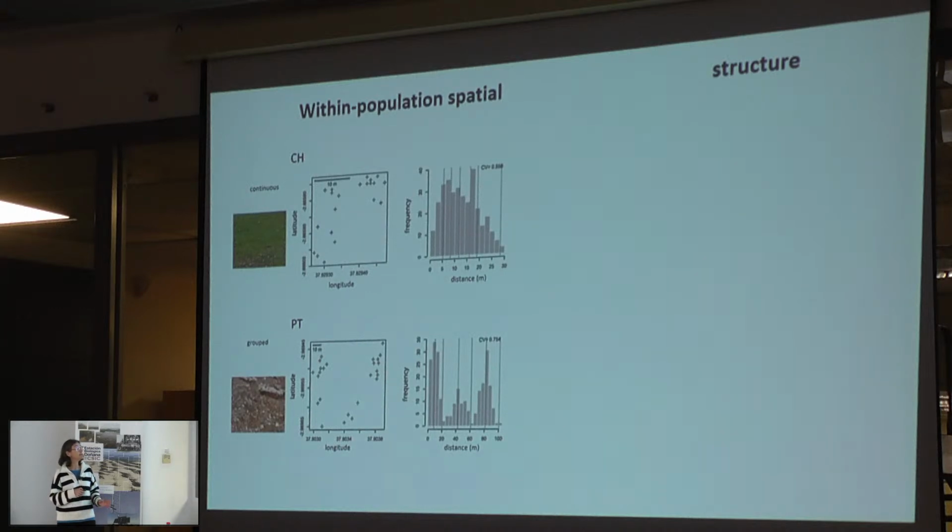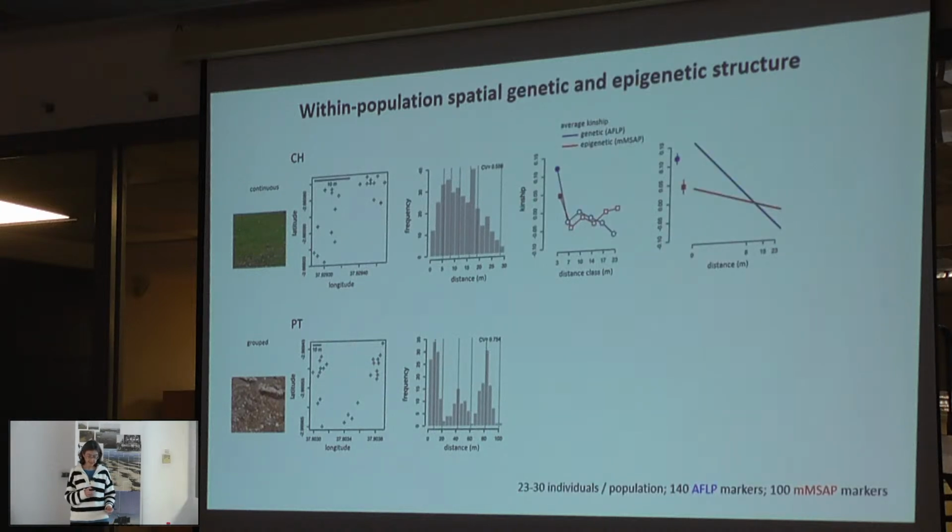Then we divided this distribution in 6 categories of distance according to the percentiles, and we analyzed the genetic relationship and the epigenetic relationship based on markers that are anonymous, AFLPs for genetics, MSAPs for epigenetics. And what we found is that in the first of the populations, the neighbors, these are the neighbors, were more genetically related than expected by chance.